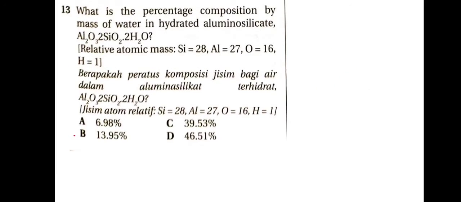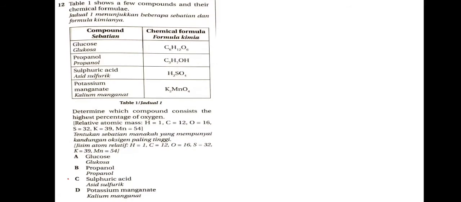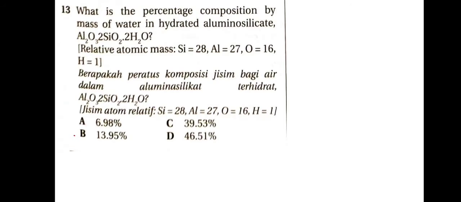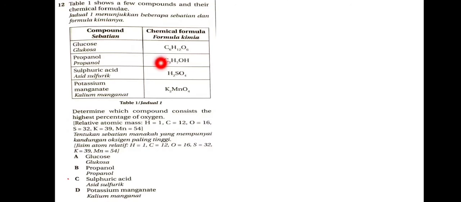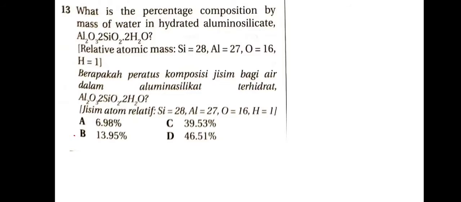Next question, question number 13. What is the percentage composition by mass of water in hydrated aluminosilicate? Given the RAM. Question number 13 is similar to question number 12, but here we want to find the percentage of water in hydrated aluminosilicate. So you divide the RMM for water by the RMM for the total hydrated aluminosilicate, and then you multiply by 100%. You will get the percentage.